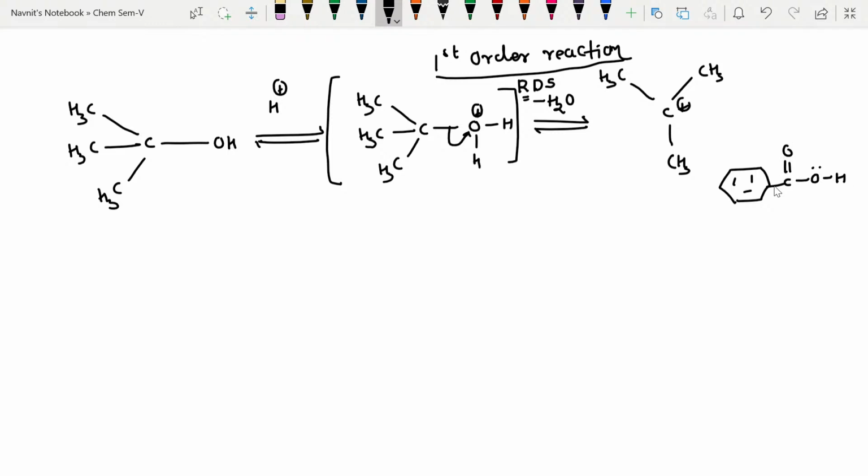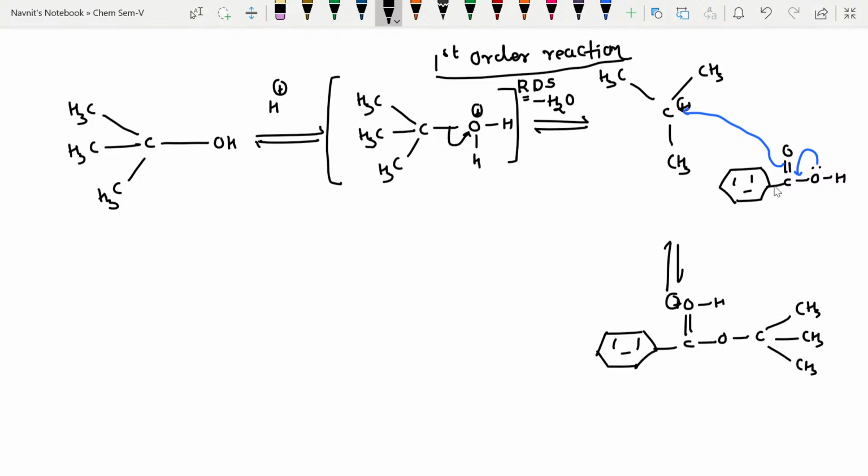Now what happened in the next step? Benzoic acid, in this fashion, this lone pair falls here and attacks this carbocation. This is also a reversible step. And it gives, so here we have a double bond, OH remains as it is. The lone pair is transferred here, that's why there is a positive charge. Now this oxygen forms a bond with this cation. The last step is deprotonation. And this is the mechanism of esterification.